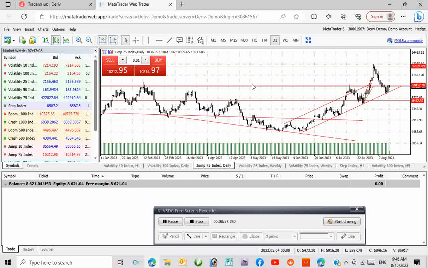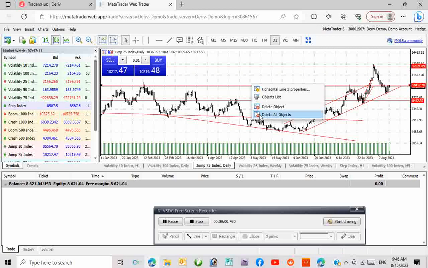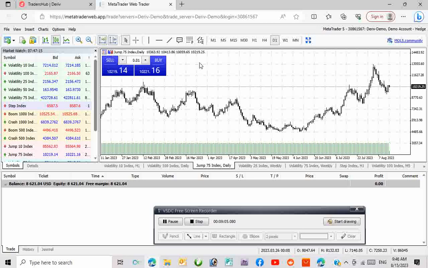So let me delete all of these lines so you can be able to see. How do you delete all these lines? You just right click and then click delete all objects, and then it's going to delete everything. So I'm going to draw trend lines just to show you how to see how the trend is going. As you can see here, this was a downtrend. I'll give you homework for you to tell me what a pattern is and what you think that pattern is all about, right? So let me do this.